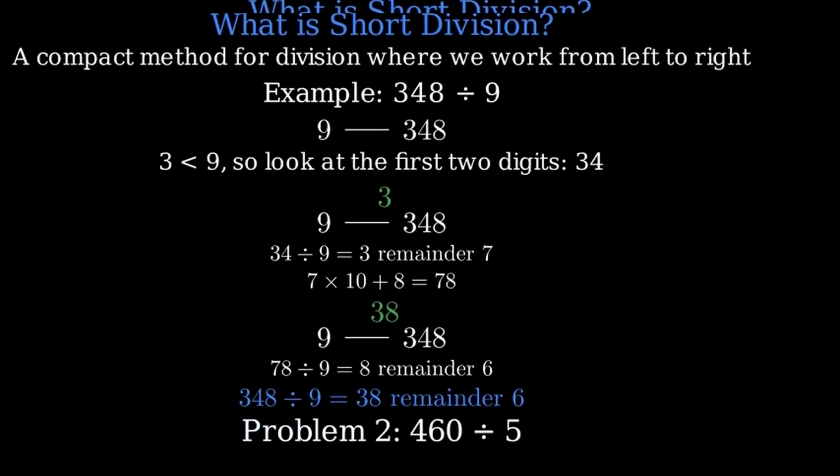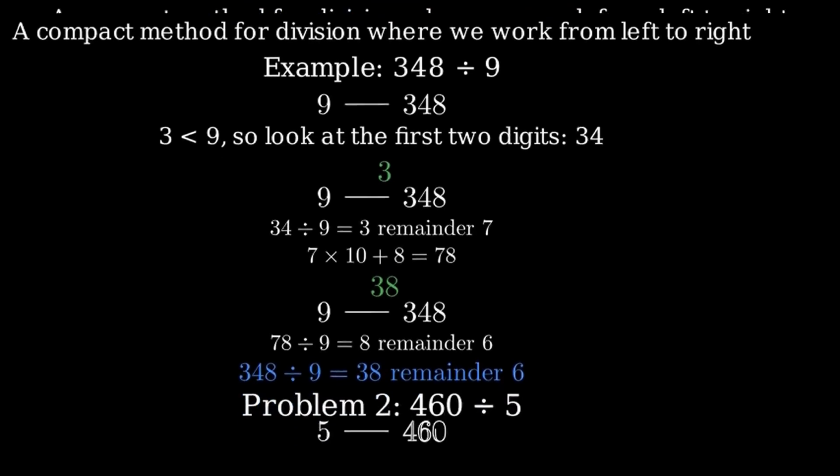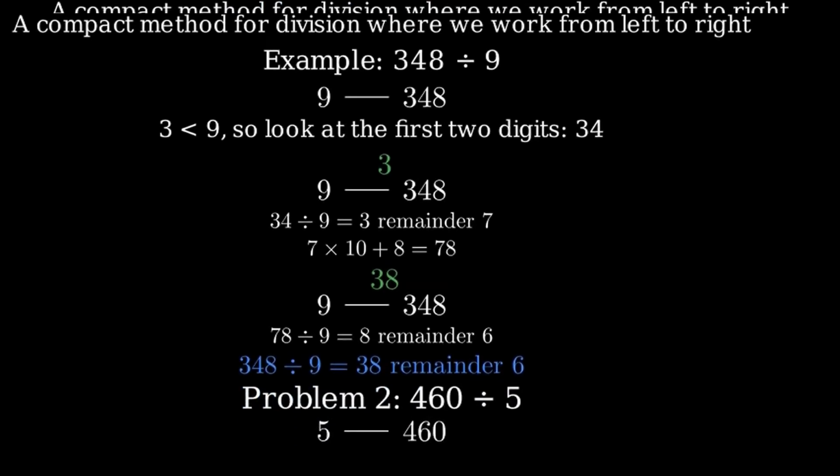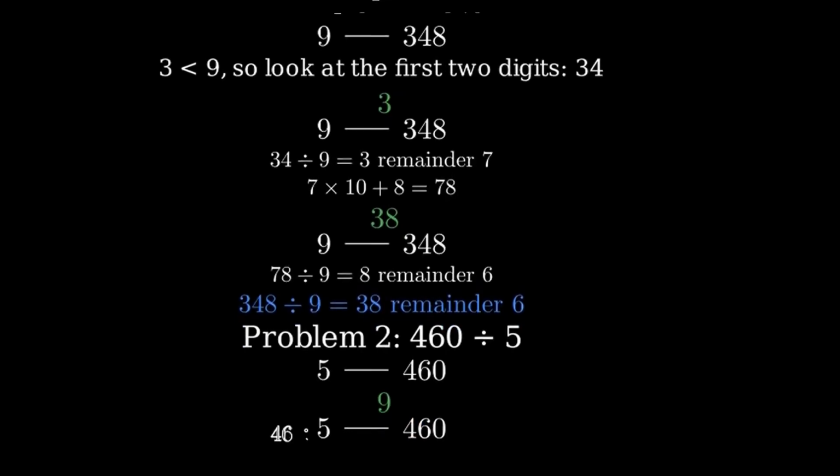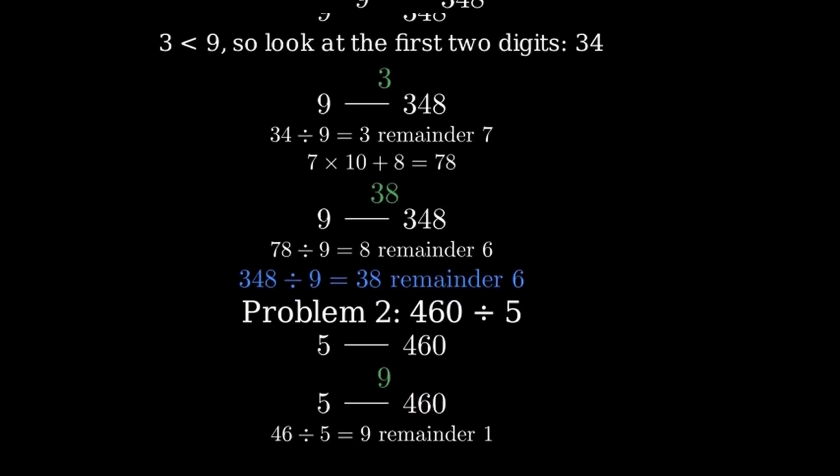Now, let's try problem number 2, 460 divided by 5. We set up the division with 5 as our divisor and 460 as our dividend. First, we divide 4 by 5. Since 4 is less than 5, we can't divide it evenly. We move to the first two digits, 46. Dividing 46 by 5 gives us 9 with a remainder of 1.